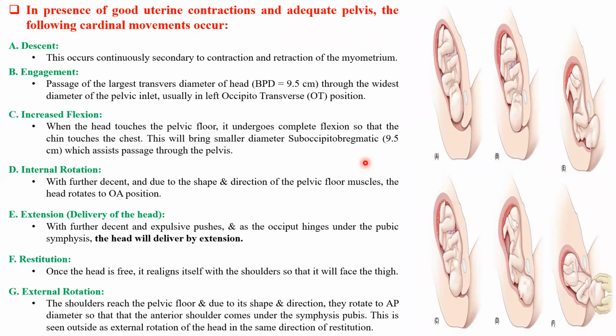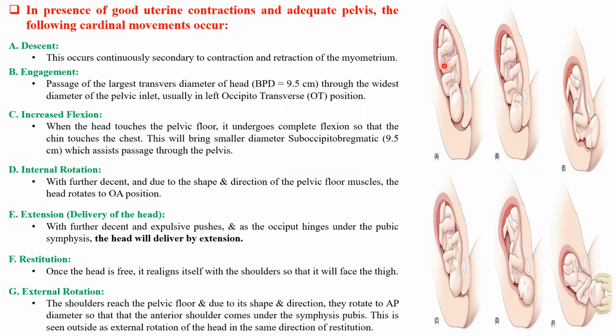Sam, for normal labor, there should be good uterine contractions and an adequate pelvis. If these are there, the head will undergo a series of movements while passing through the maternal pelvis. It will start by descent, and descent is a continuous process during labor. It occurs secondary to contractions and retractions of the myometrium. Am I clear so far?